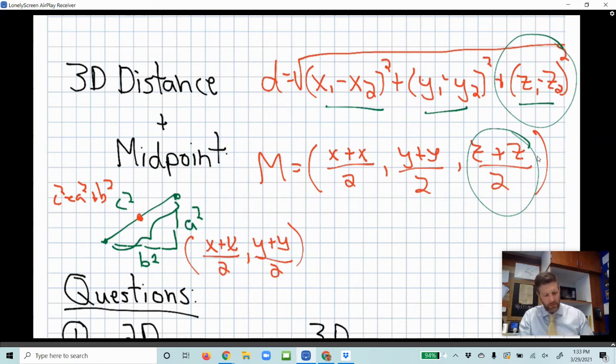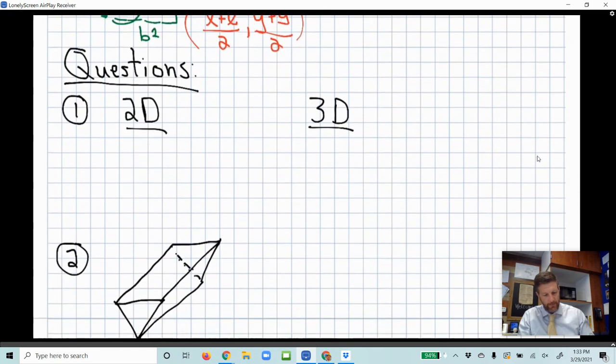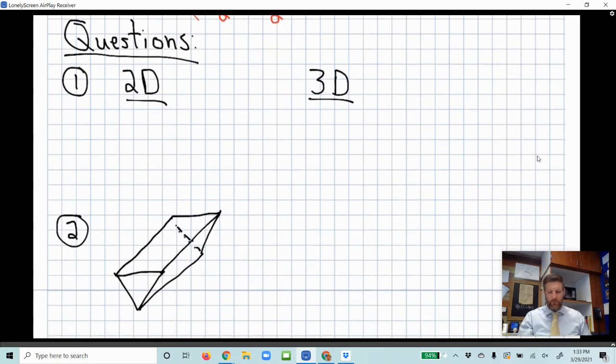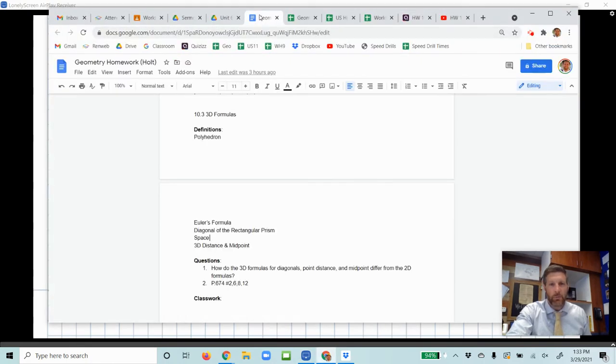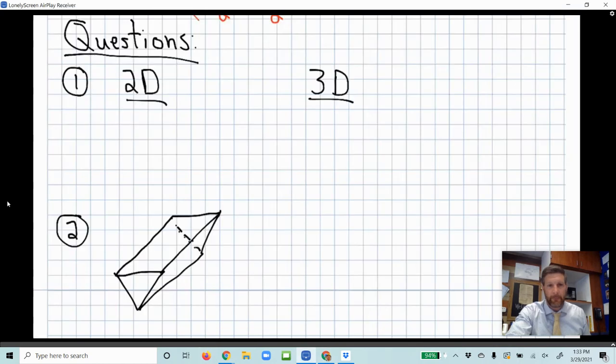And we'll do down here in the questions, we'll do some practice of that. So first question, I need to actually pull it up because I didn't have it. The first question was, how do 3D formulas for diagonals, point distance, and midpoint differ from the 2D formulas? Okay, well, that's what I was just talking about.